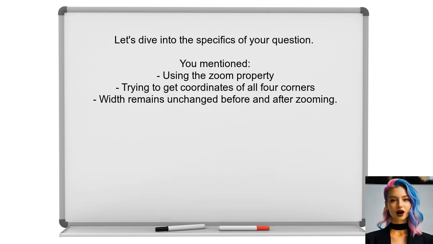You mentioned that you're using the zoom property on an element, and you're trying to get the coordinates of all four corners. However, when you run your code, the width remains unchanged before and after zooming. Sound familiar? Let's explore this together.